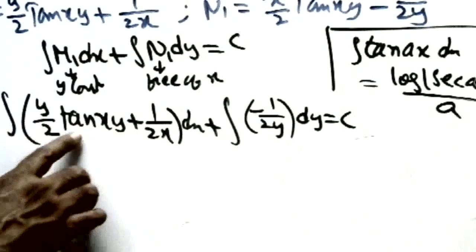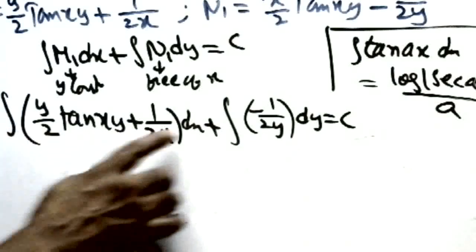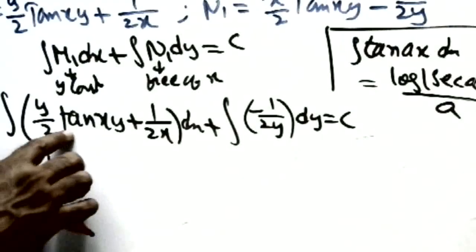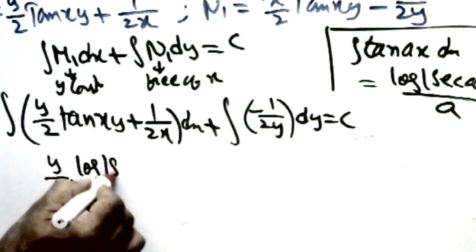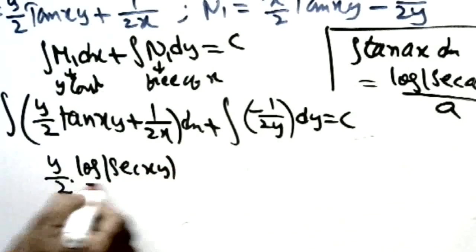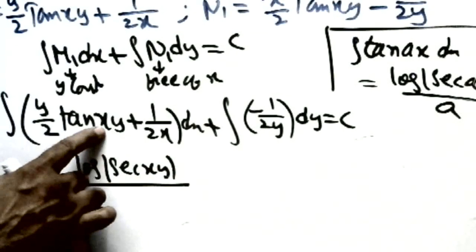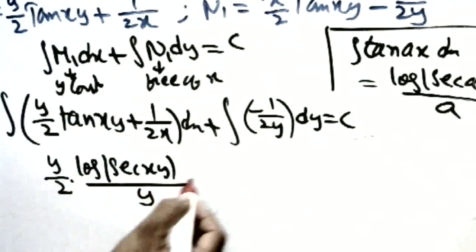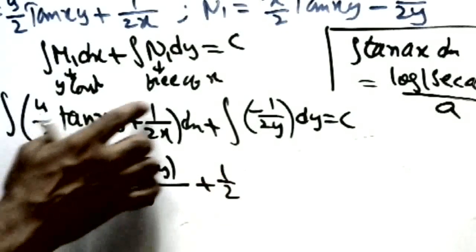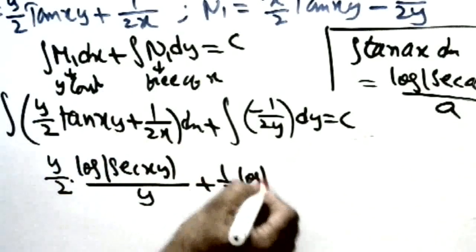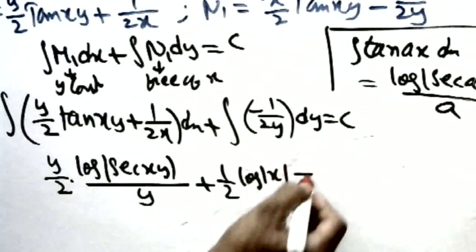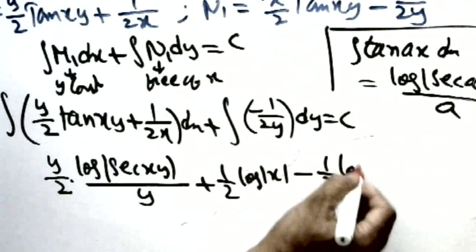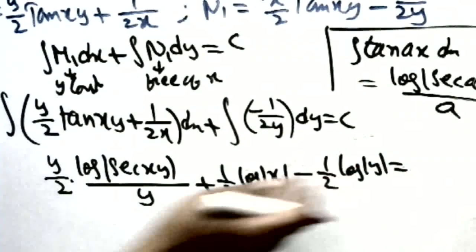You see here, let me do this one. Integration of this: y is constant, we are integrating with respect to x, and we treat y as constant, so you write y by 2 as it is. Now integration of tan x is log of mod secant xy. Now watch carefully, because we are integrating with respect to x and y is constant here, we have to divide by y, plus 1 by 2 we write as it is. Now integration of 1 by x is log of mod x, minus 1 by 2. Here also you see integration of 1 by y is log y.